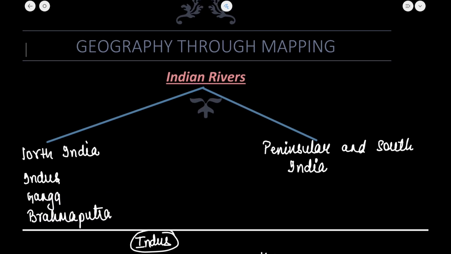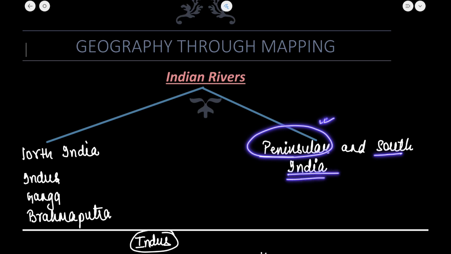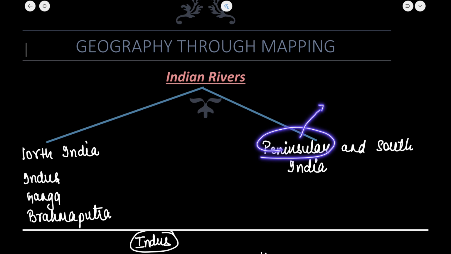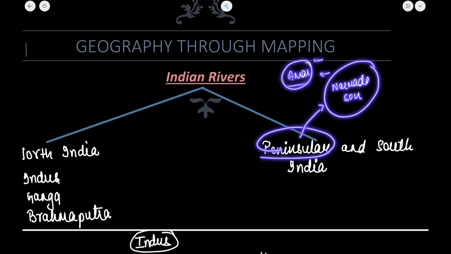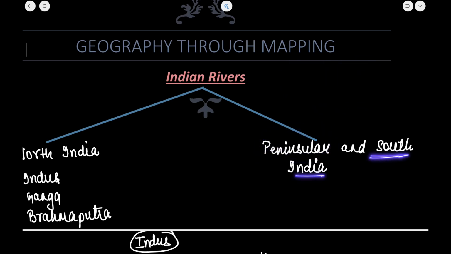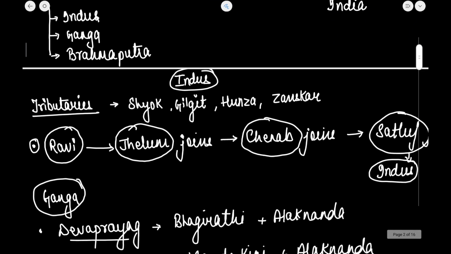Now the next is the peninsular river system and then the South Indian river system. Now there are various peninsular rivers such as Narmada, then there is Son, which rises from the Amarkantak. All of this I'll explain to you in a later phase of this video. And then the rivers of South India, some of which arise from the Western Ghats and some of which arise from the Eastern Ghats. All of this let us now see in the explanation part.